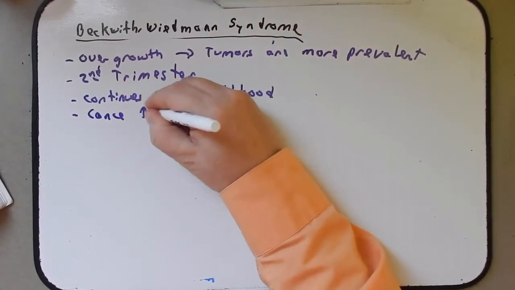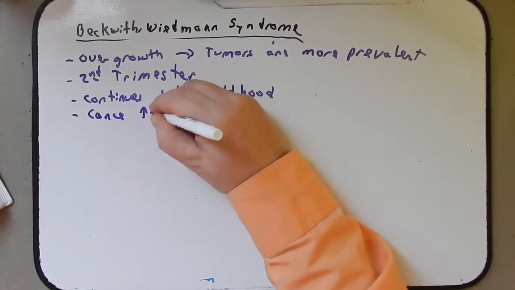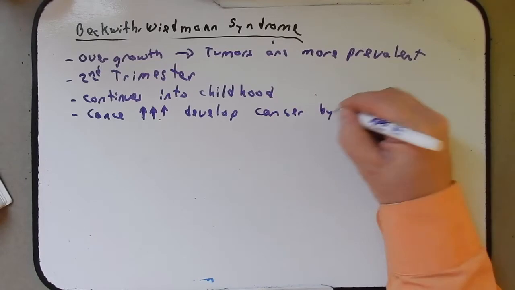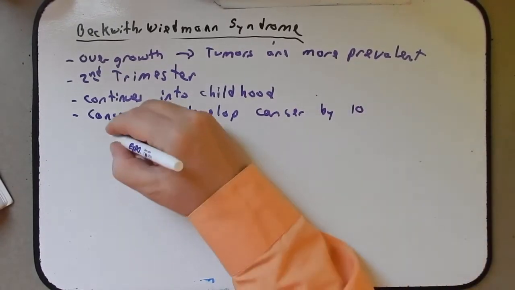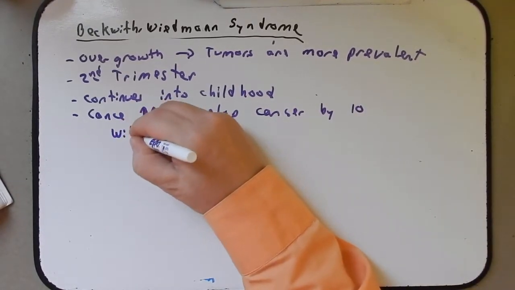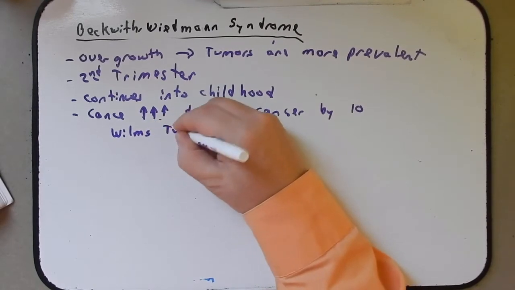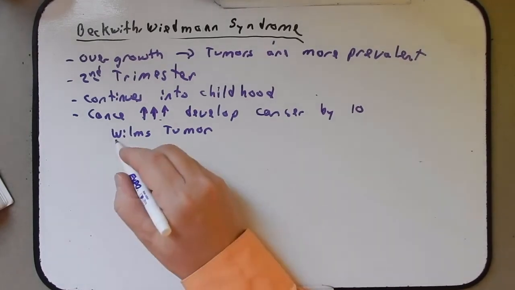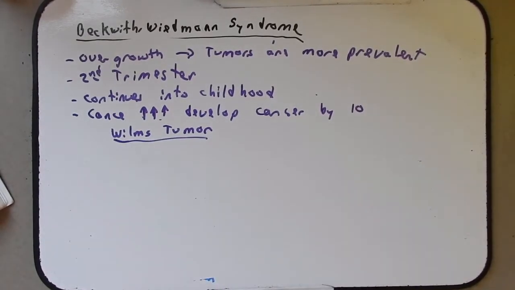They have a much increased risk to develop cancer by the age of 10. And a common one that you may have heard of is called Wilms tumor, and these are found in the kidney. They also have a higher chance of getting liver cancer as well, but this is one you may have heard of, called Wilms tumor.